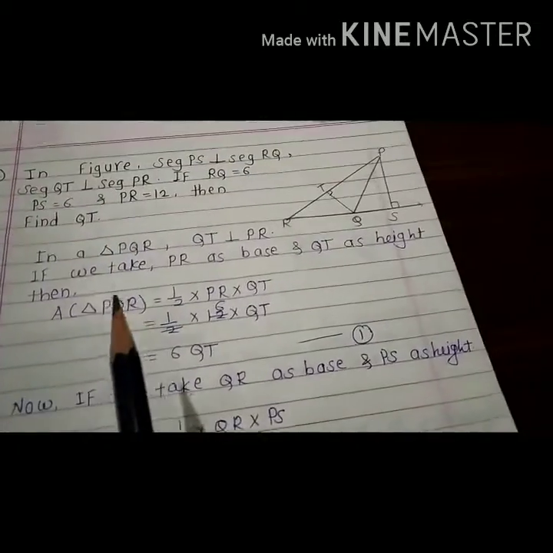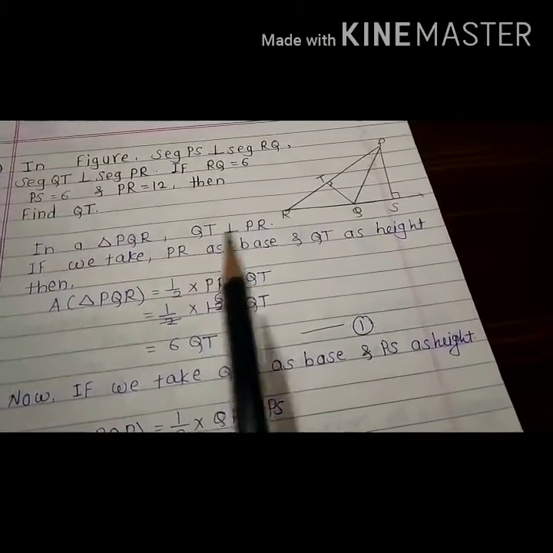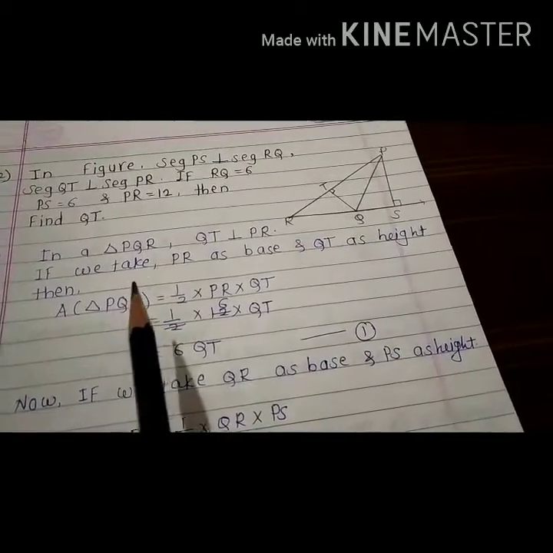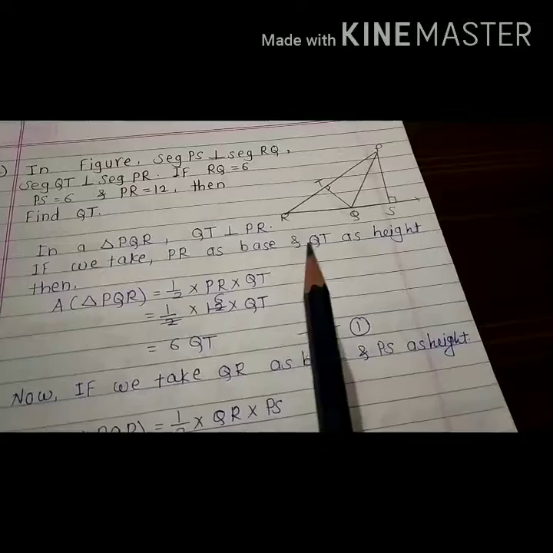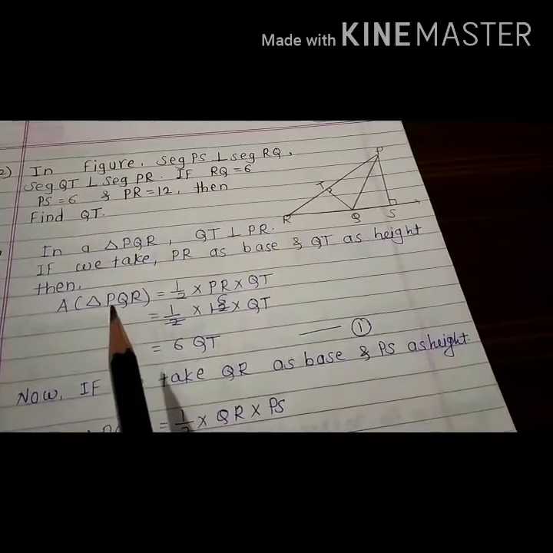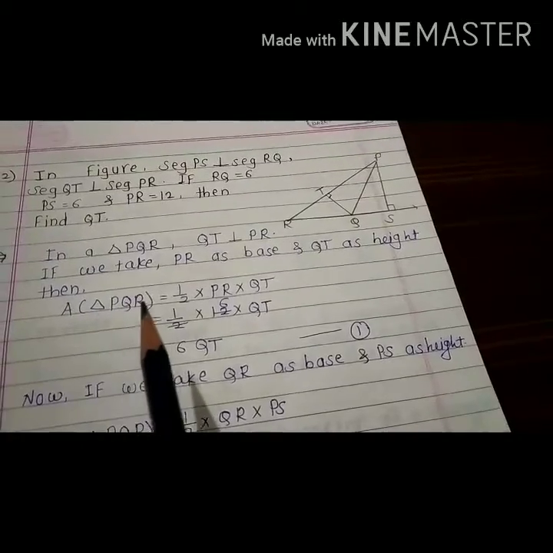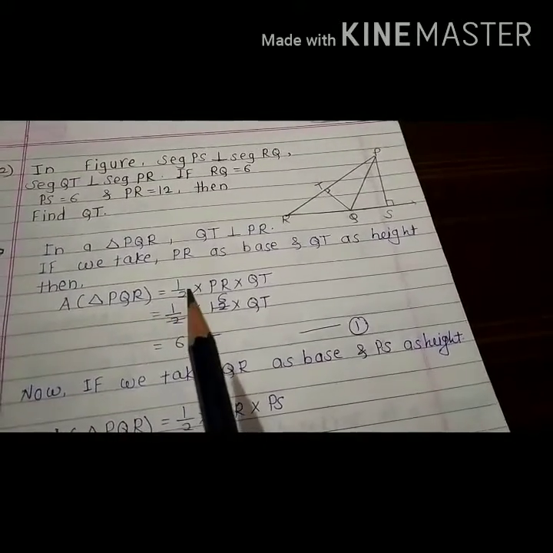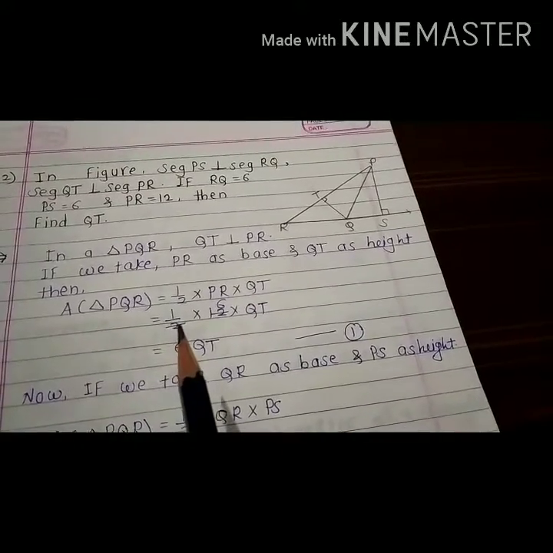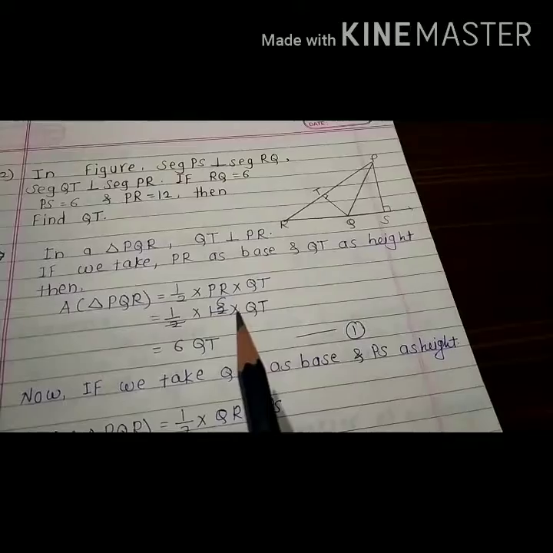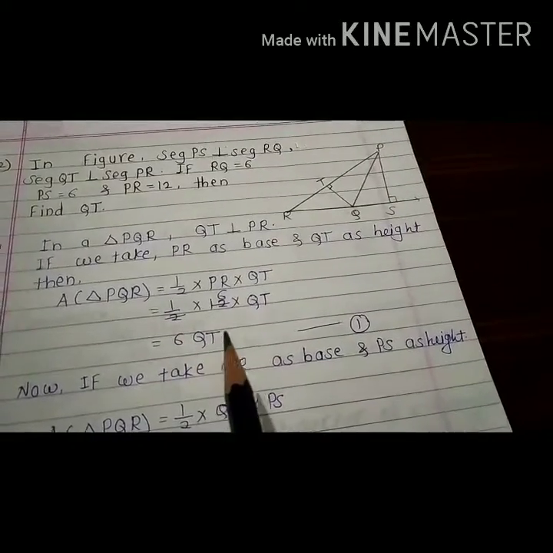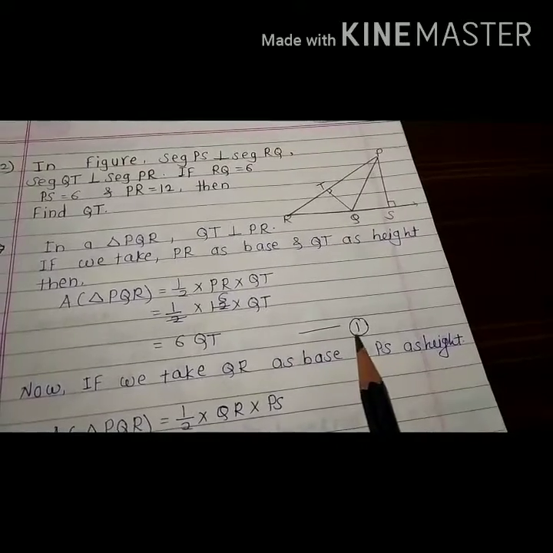First, in triangle PQR, QT is perpendicular to PR. If we take PR as base and QT as height, then according to our formula, the area of triangle PQR is equal to half into PR into QT. If we substitute values, half into 12 into QT, which is equal to 6 QT, equation number 1.